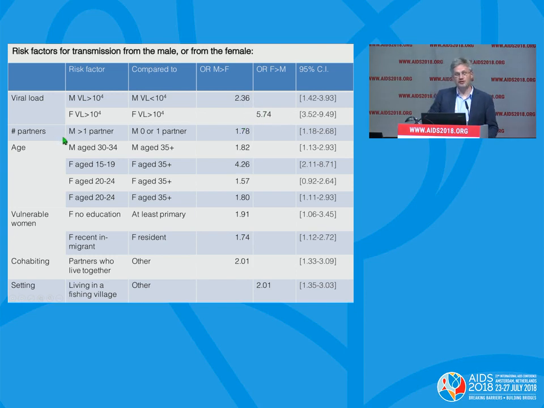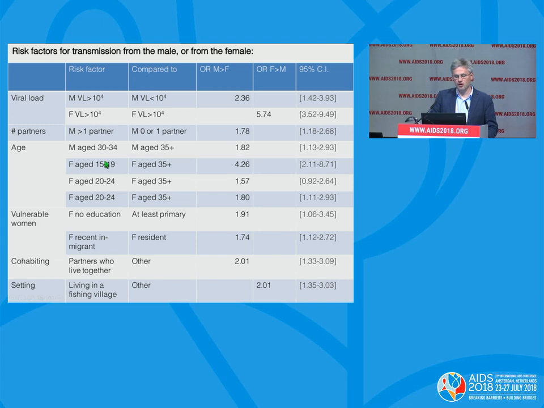Next is the number of partners, self-reported. It wasn't significant for women, but it was significant for men. If the man reported more than one partner, you had an odds ratio of 1.78 for transmission from the male. The age effects are very interesting. If the male was involved in transmission, he was much more likely to be the transmitter if he was aged 30 to 34 than if he was either younger or older. So this is the age group where the male was most likely to be identified as a transmitter. That's interesting because that's the age where many men are still not linked to care and are still not on ART. We know that from population surveys.